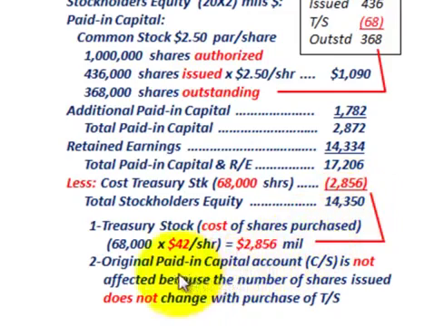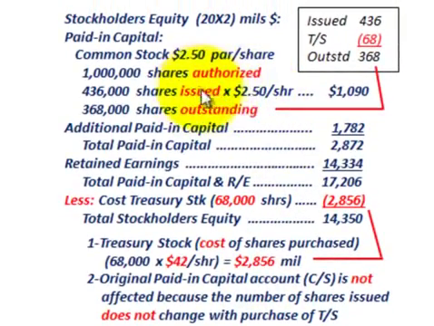Then the other point we want to make is with the common stock. The original paid-in capital account on common stock is not affected, because the number of shares issued does not change with the purchase of treasury stock. We can go back and look at that again. Note the number of shares issued was 436,000. That doesn't change when we're talking about the par amount in our common stock, even though the company bought back 68,000, and there are 368,000 shares net outstanding.